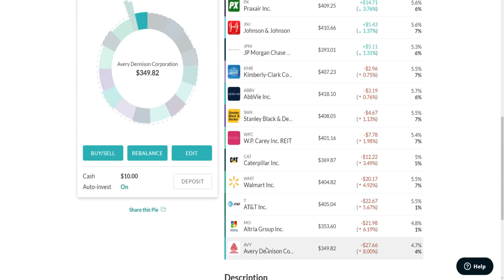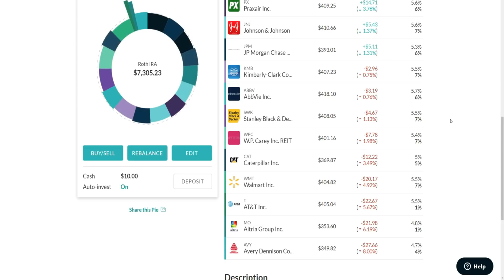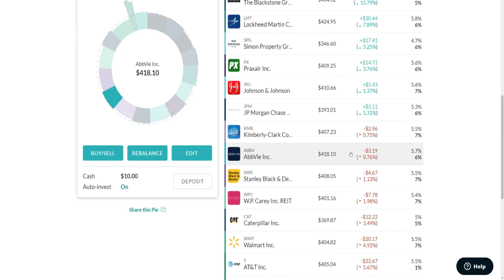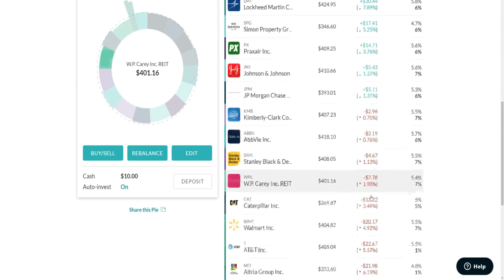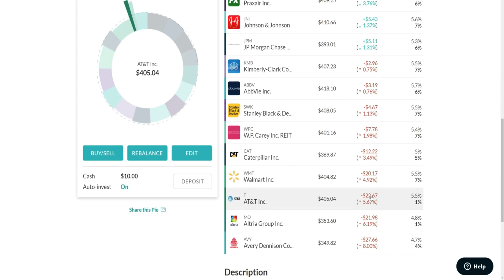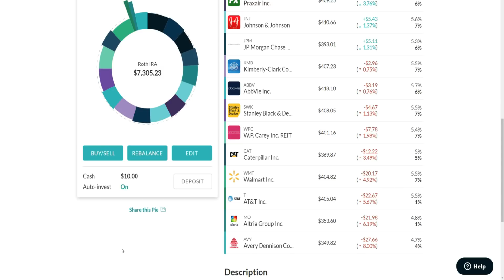I have a number of stocks here. All of these you may recognize: Kimberly-Clark, AbbVie, Stanley Black & Decker, WP Carey, Caterpillar, Walmart, AT&T, Altria, and Avery. So very strong stocks there, very well-known companies. So I don't like to rebalance. I like to just let my winners be, let my losers be. These are just sales that allow me to buy in a little bit cheaper. And that is basically it.